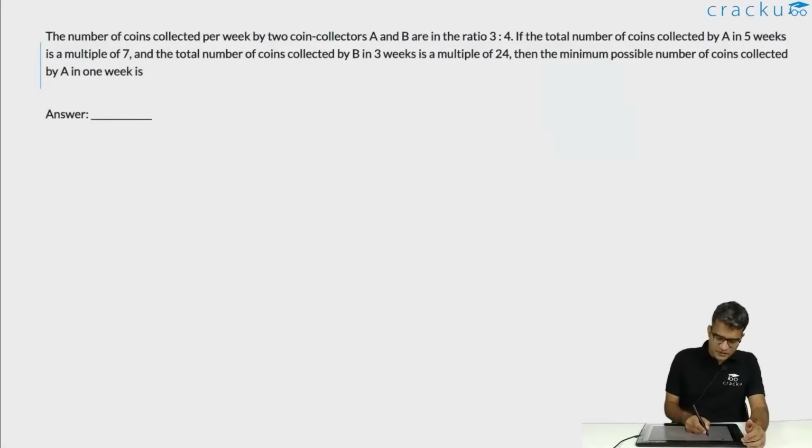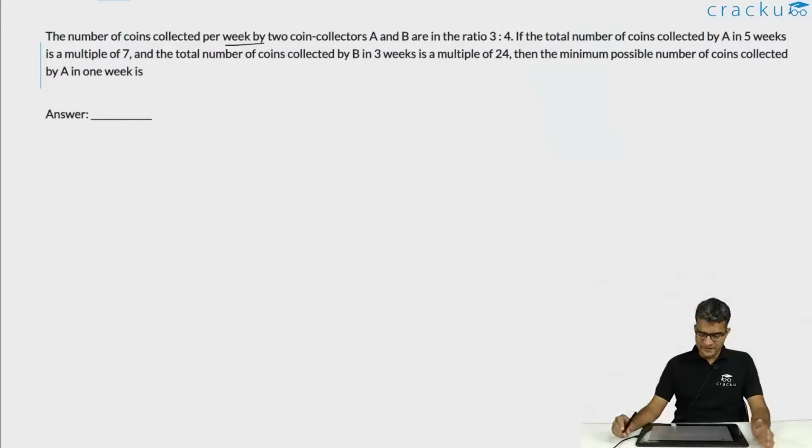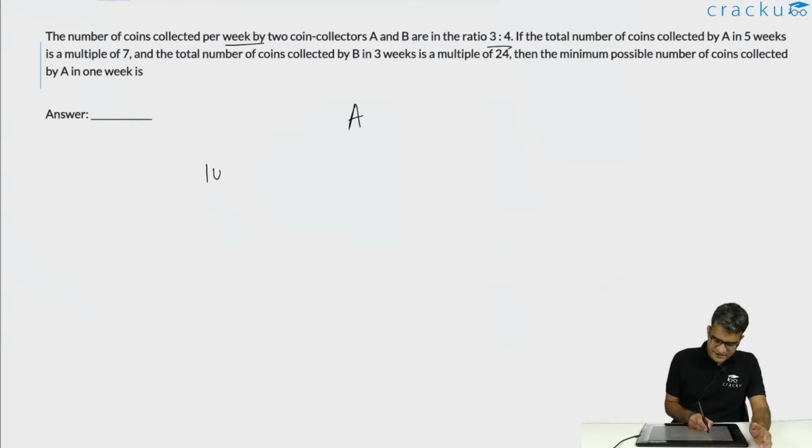In this question, we are told that the number of coins collected per week by two collectors A and B are in the ratio 3:4. So in 1 week, the number of coins collected by A and B are in the ratio 3:4. So A would be say 3x, B would be 4x.